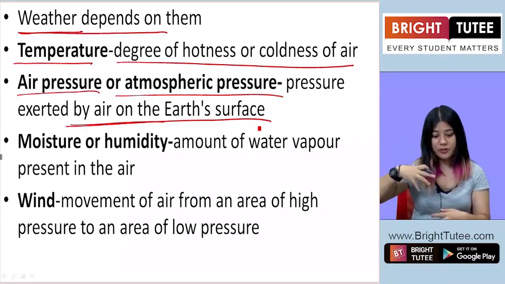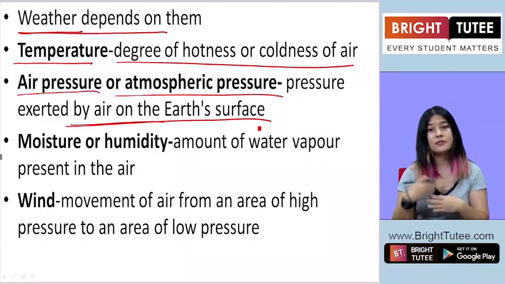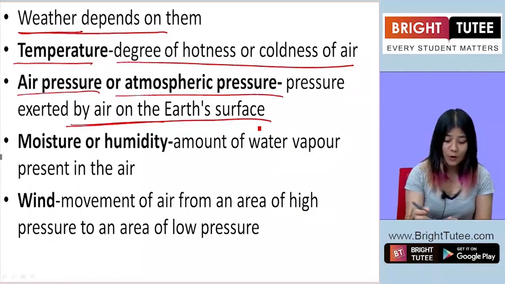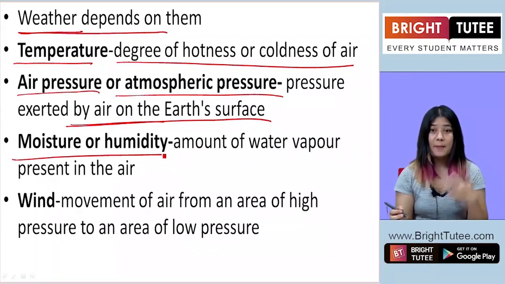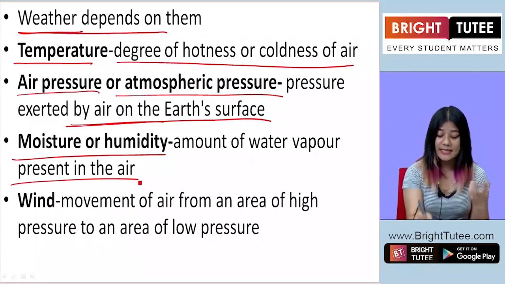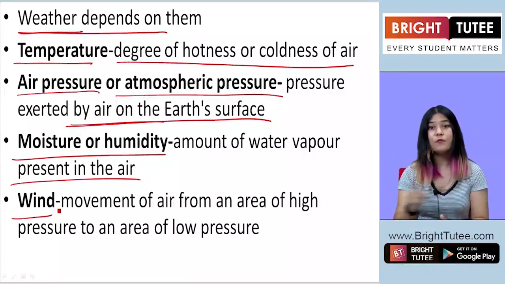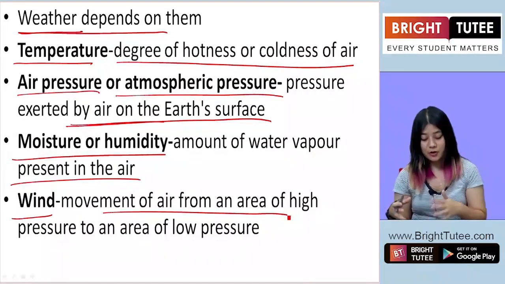So the pressure which is applied by the air on the Earth's surface, that is called air pressure or atmospheric pressure. Moisture or humidity, on the other hand, is the amount of water vapor present in the air. Okay? And lastly, the wind is the movement of the air from an area of high pressure to an area of low pressure.